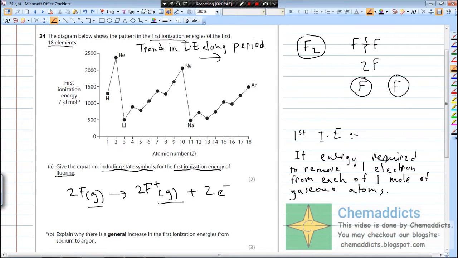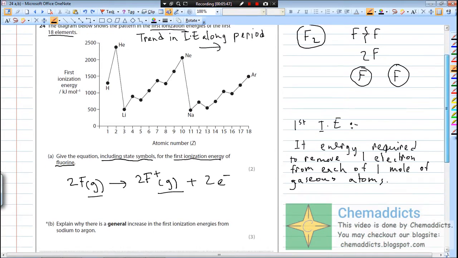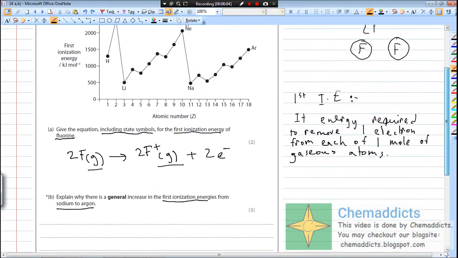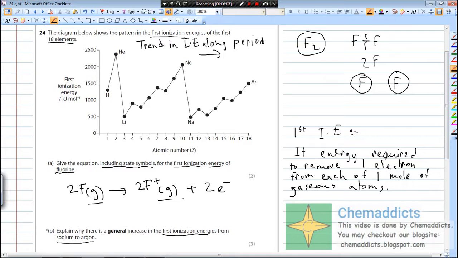Now let's have a look at B and see what it asks. Explain why there is a general increase in the first ionization energy from sodium to argon. As before, we have said that this is the trend in ionization energy along the period. So we need to discuss the trend in ionization energy along the period.